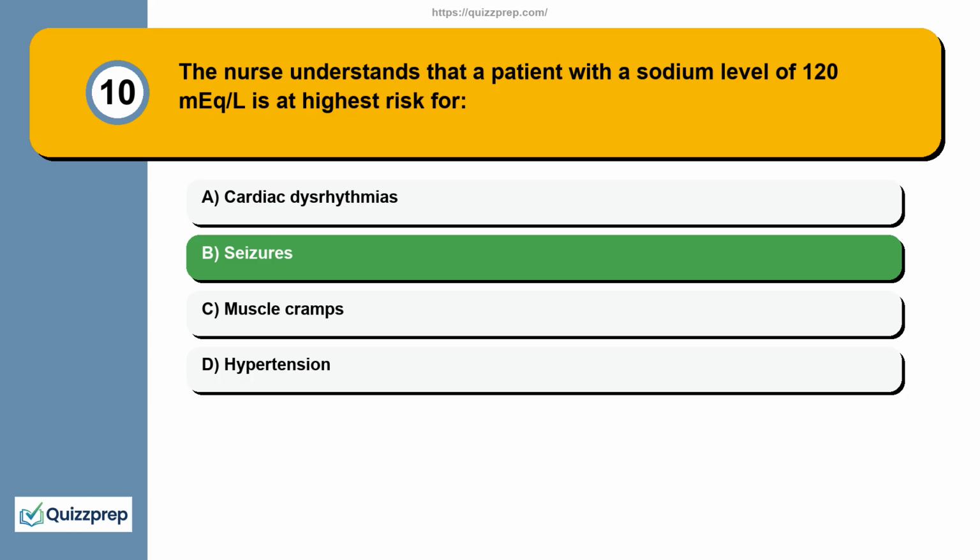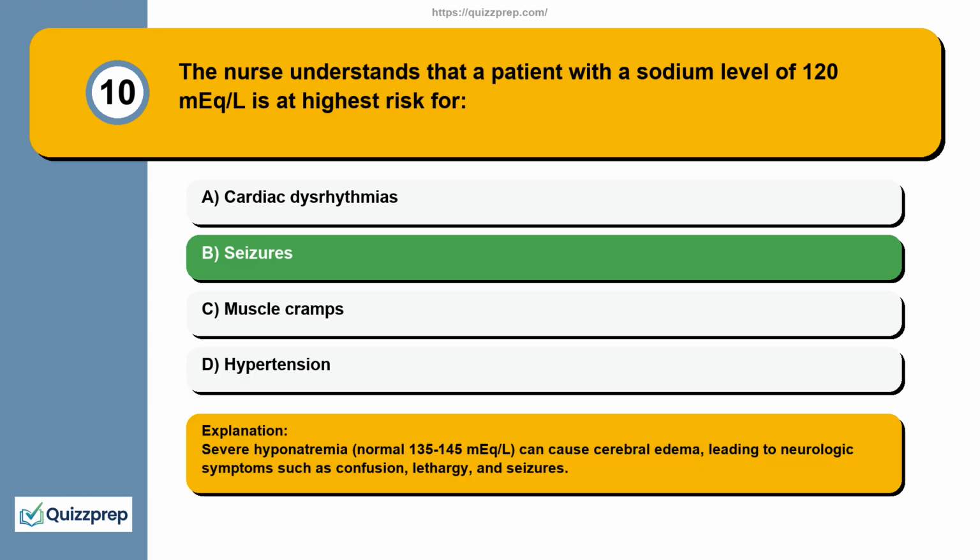The correct answer is option B. Seizures. Explanation. Severe hyponatremia, normal 135 to 145 mEq/L, can cause cerebral edema, leading to neurologic symptoms such as confusion, lethargy, and seizures.